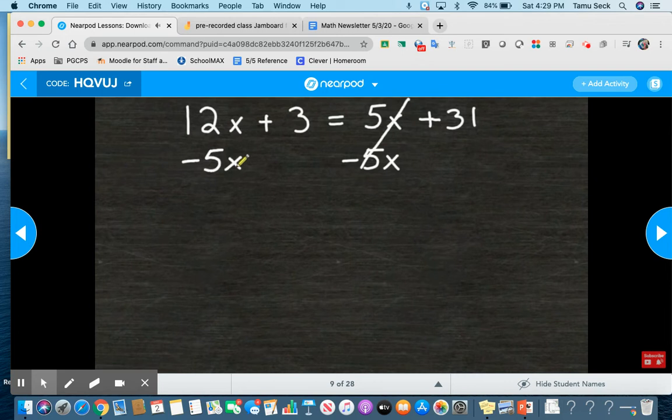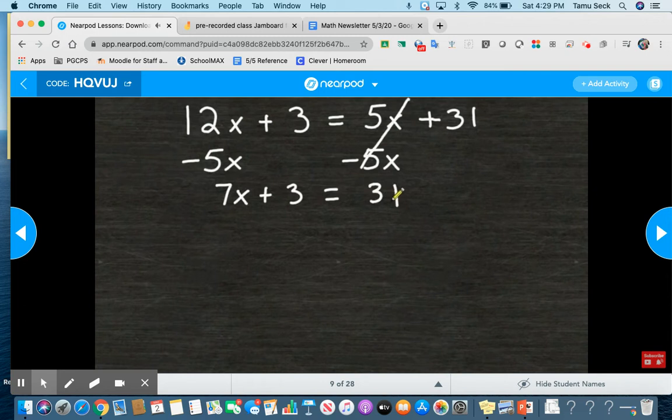And we're going to subtract 5x from 12x because they are like terms. 12x take away 5x is 7x. And we still have plus 3 on the left-hand side of our equation. And on the right-hand side, we still have 31.